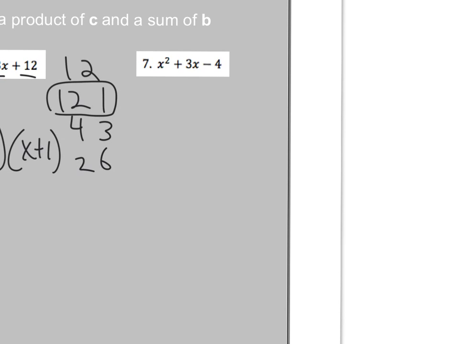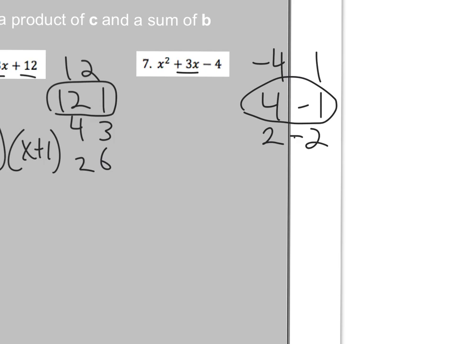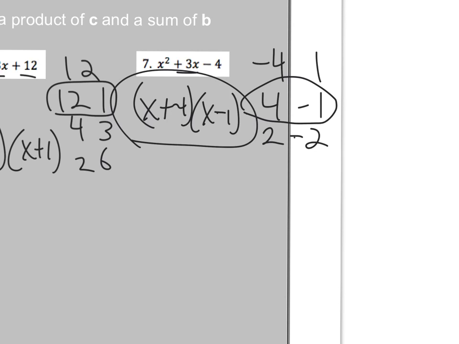Last one, what multiplies to negative 4 but adds up to 3? Well, I'll start listing off factors of negative 4. So it's negative 4, 1. I've also got 4, negative 1, and 2, negative 2. So 4, negative 1 is going to be my answer. So I'm going to have x plus 4, x minus 1. There's my answer.